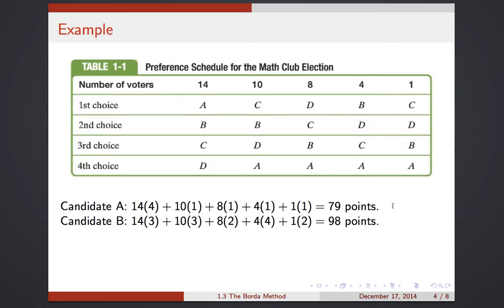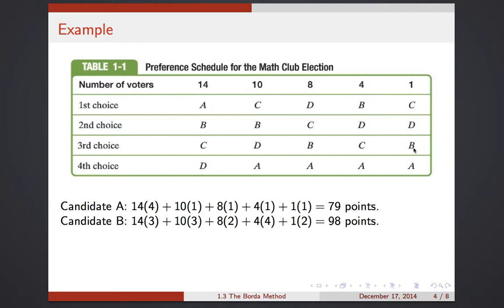B, on the other hand, let's compute what his score is. He gets 14 second place votes from this first column. Each second place vote is worth 3 points. He gets 10 second place votes from the next column. He gets 8 third place votes from the middle column, 4 first place votes from the fourth column, and 1 third place vote from the last column.